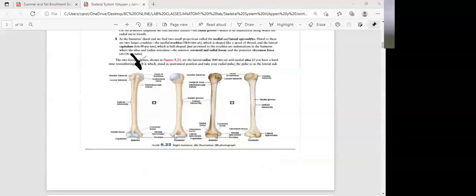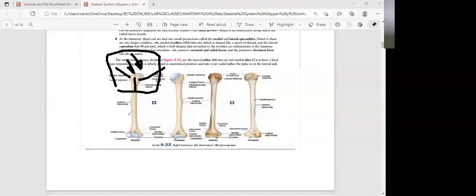Here, the top part of the humerus is the head. If you have a head, it's because you have a neck. After the neck, you're going to have 2 elevations. This is going to be the greater tubercle, and this is going to be the lesser tubercle. This is going to be the intertubercular line. This is in the proximal epiphysis. In the distal epiphysis right here, we're going to have 2 fossas, the radial fossa and the coronoid fossa right there. That would be in the anterior view.